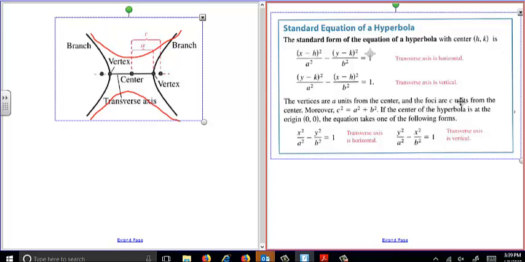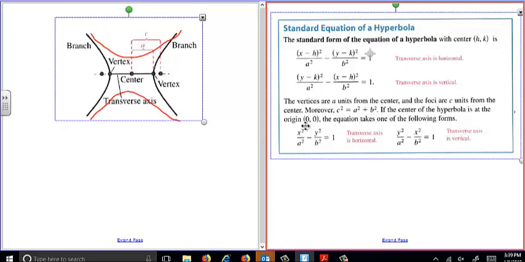The foci are c units from the center. So c in this case is larger than a. C is the focal point. It goes out further. And you can use this relationship: for a hyperbola, c squared is equal to a squared plus b squared. That's why c squared is always greater than a squared. It's also greater than b squared.